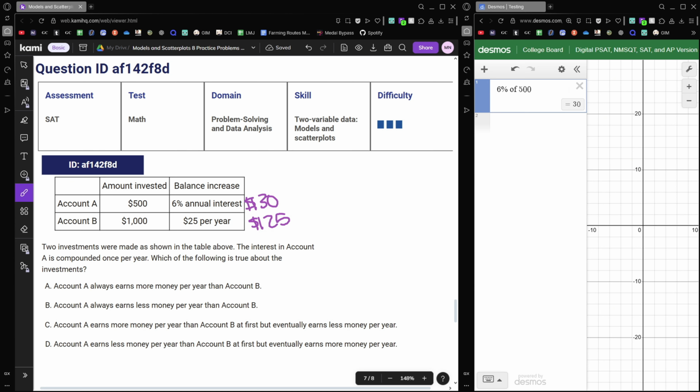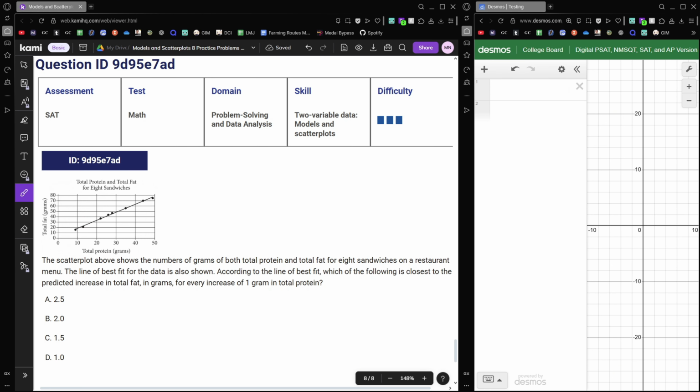I think you can tell now, but account A will always be earning more money than account B, so our answer will be A. They also tell us that account A has compound interest, which means that the amount of money they'll earn per year will just keep increasing, while account B will always be stuck at $25, so it's still A. Question number 8.